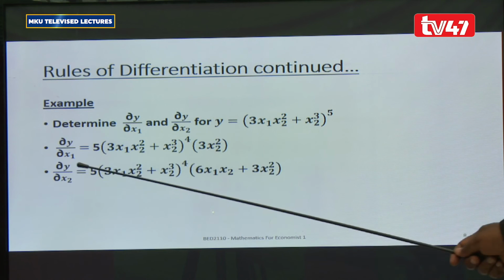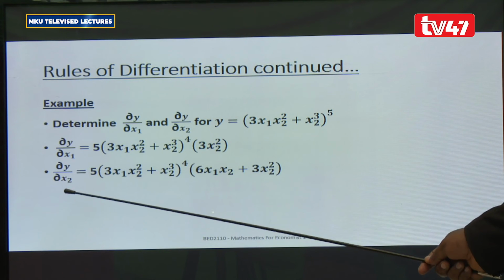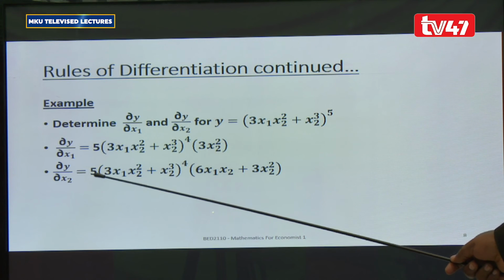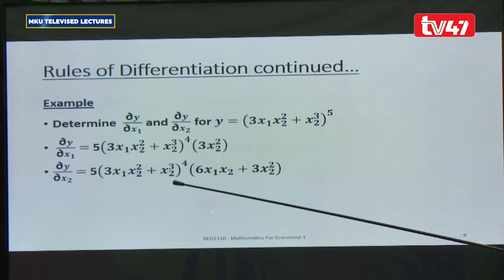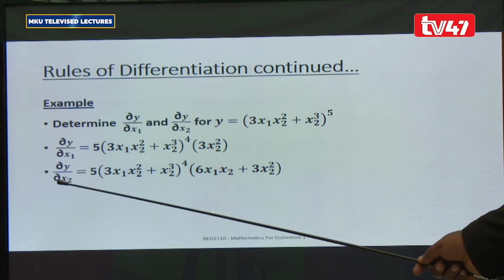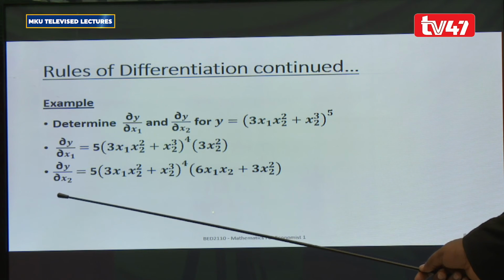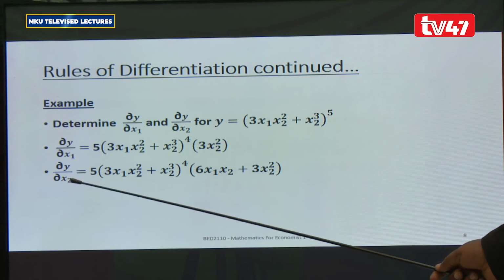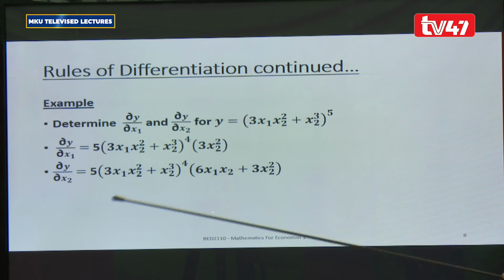Now we can perform the partial derivative of this function equally with respect to x2. And in this case, we use the same procedure, but we shall be partially differentiating the function with respect to x2. And this will give us this result as the partial derivative for that function.